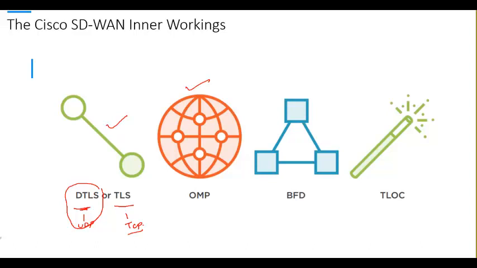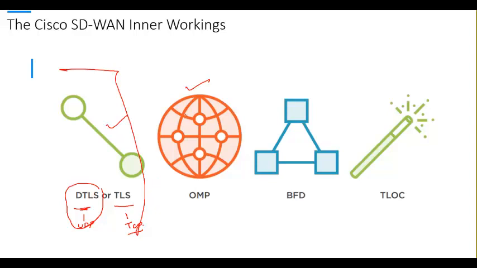So only with the vBond it does DTLS. The tunnel to the vBond orchestrator is DTLS. Rest all TLS. So this is the only statement we need to remember. The tunnel to the vBond orchestrator should be DTLS because the connection must handle UDP. All right, so that's about DTLS and TLS.